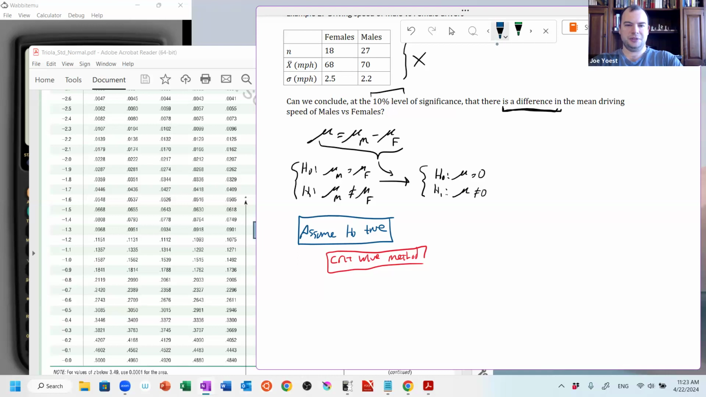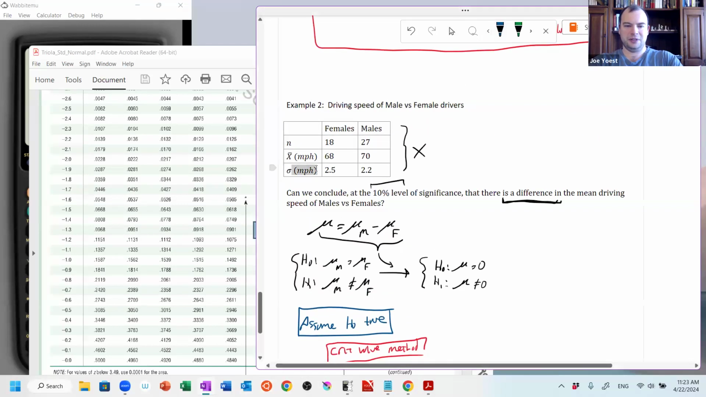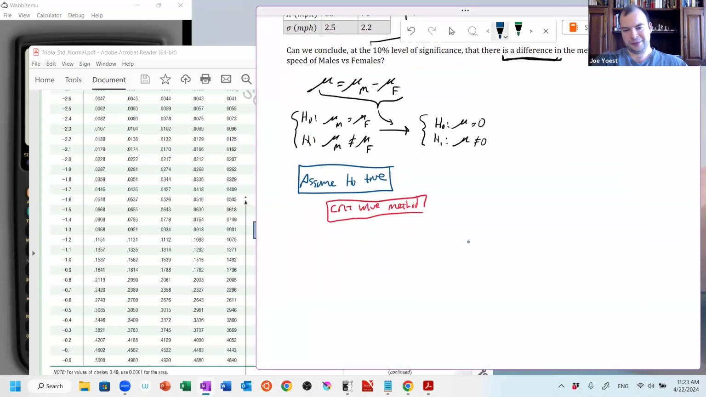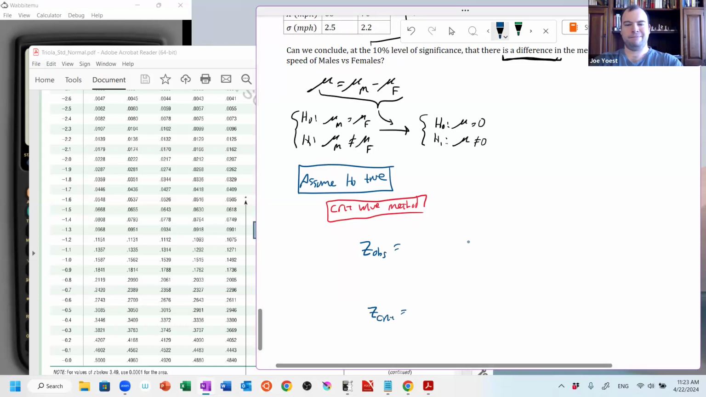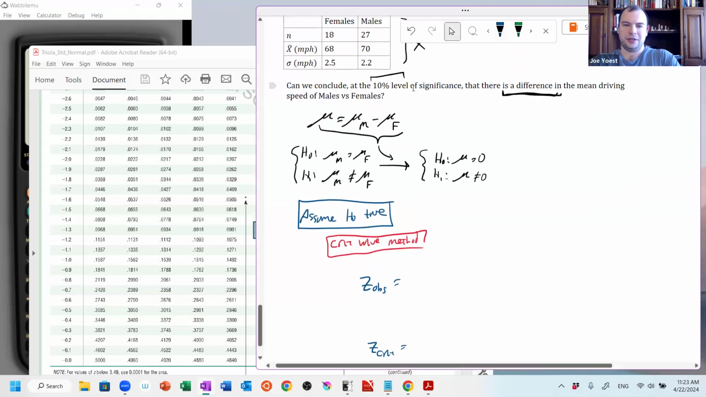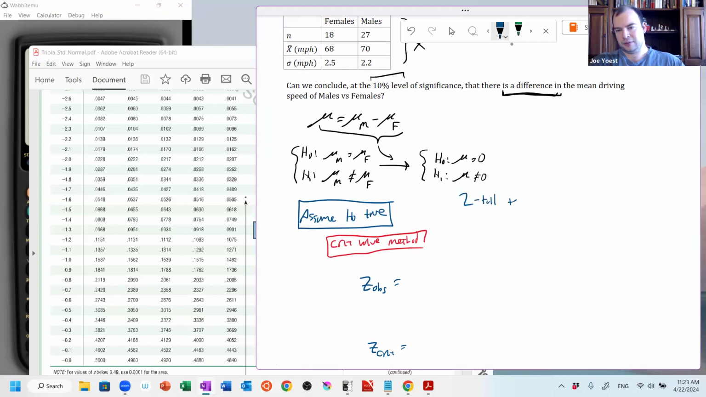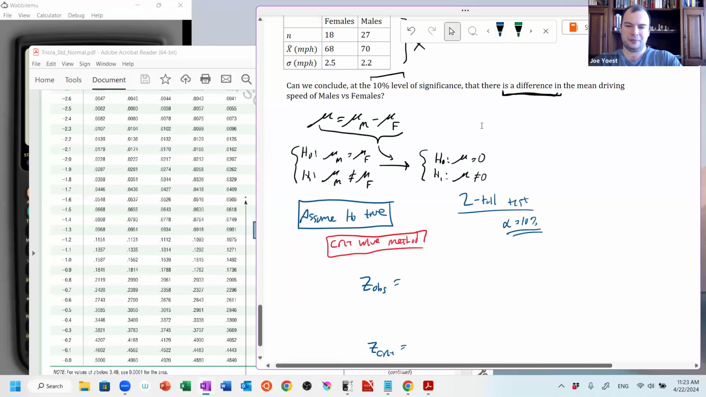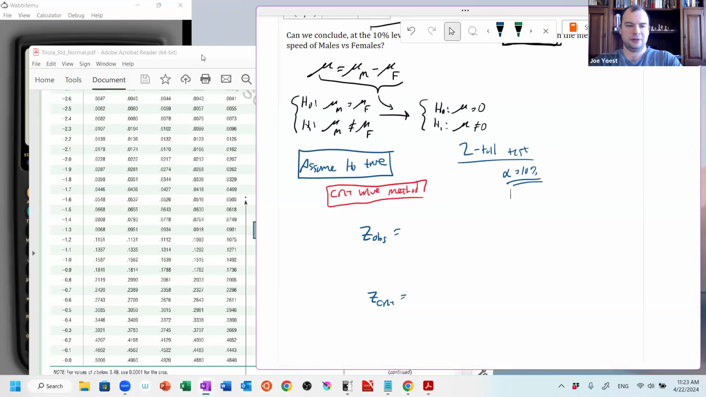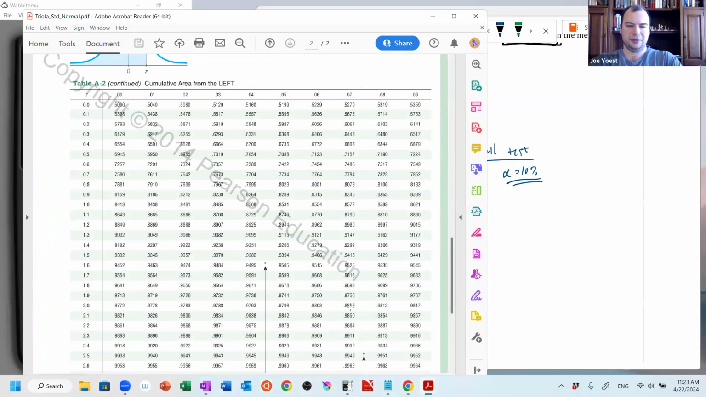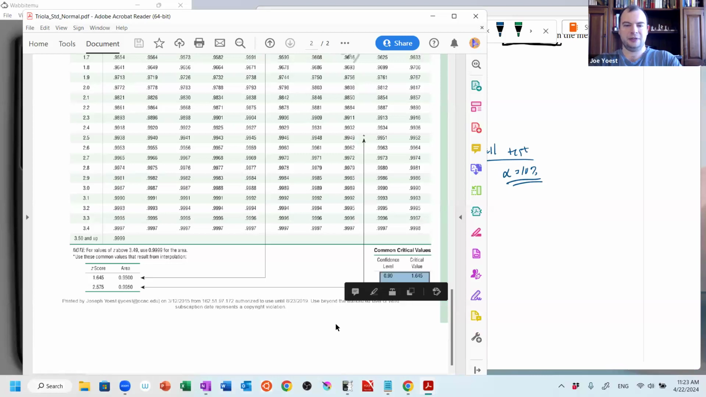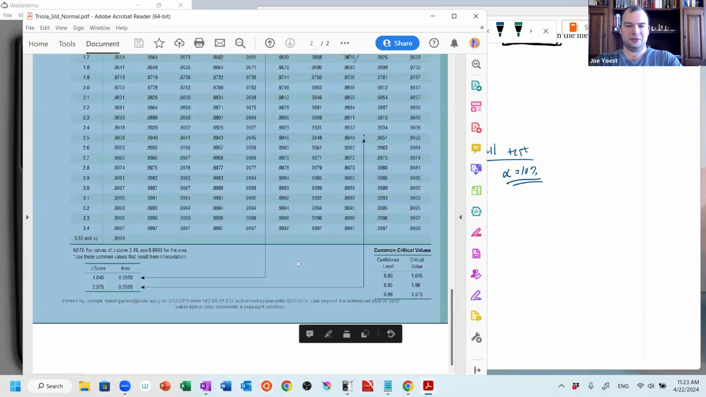I know that I can use Z here because I'm given sigma. So when I have a Z observed and a Z critical, well, Z critical, I have a two-tail test with alpha of 10%. I can come over to my Z table and use my cheat sheet down here. Two tails, 10% error, 1.645 for my index.